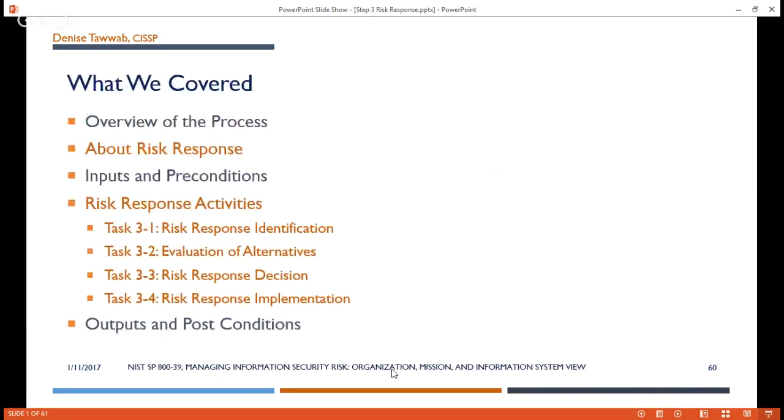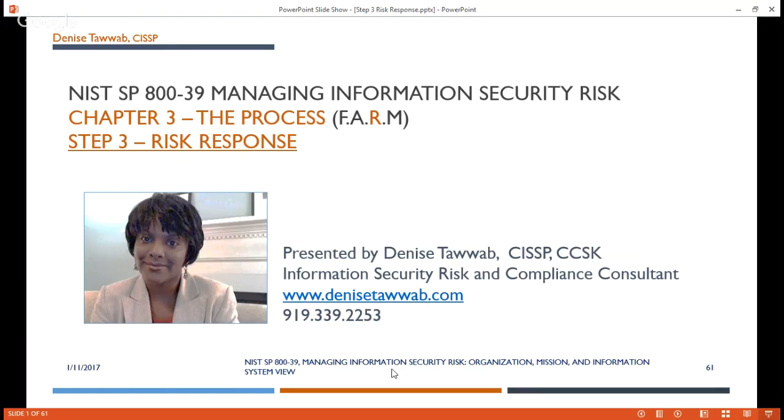And so that's the end of step three, the risk response, as covered in NIST Special Publication 800-39. Next up, we'll cover the last step of the risk management process, and that is the risk monitoring step.